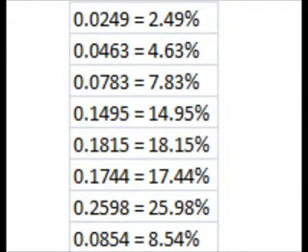And now let's follow up that step by multiplying each decimal by 100 to turn it into a percentage. This will move the decimal over 2 spaces to the right. Check what you find on your calculator against our answers.